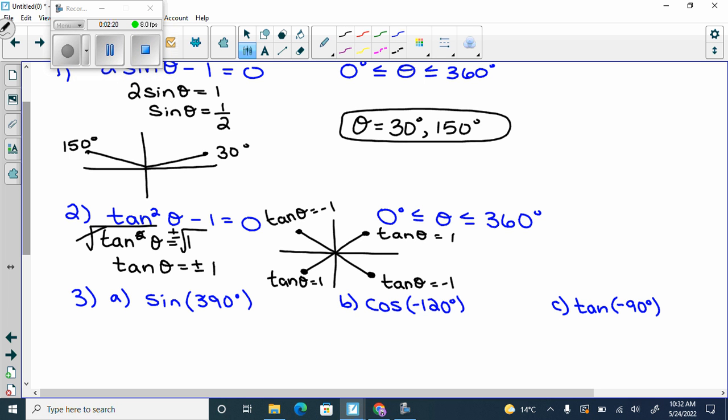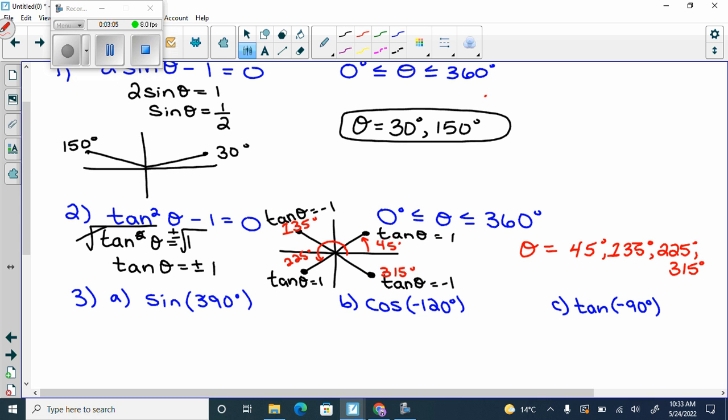So, we need all of those because we need plus or minus 1. If we only needed positive 1, we would state 45 and 225. If we only needed negatives, we'd state 135 and 315, correct? But we need all of them. So this one's at 225, this one's at 135, this is at 315. So we'll say theta equals 45, 135, 225, and 315.